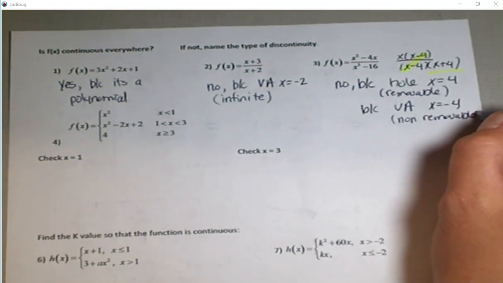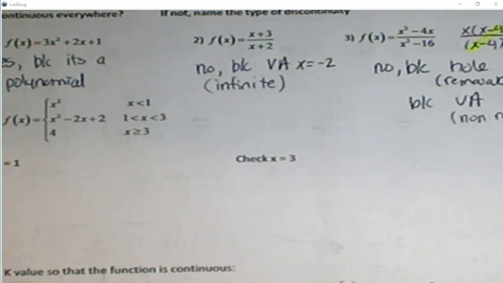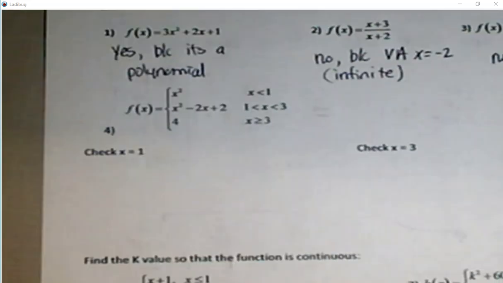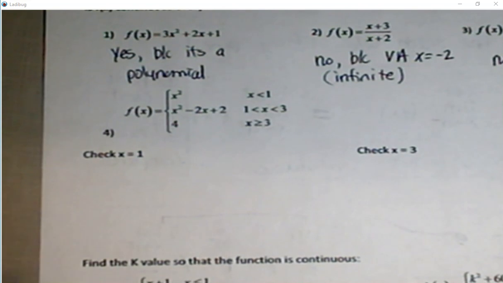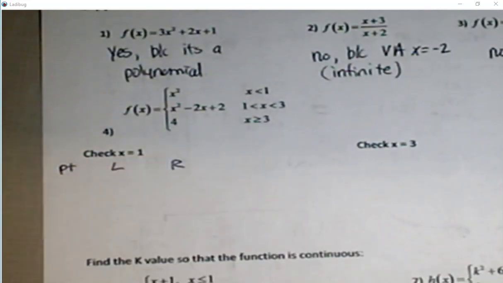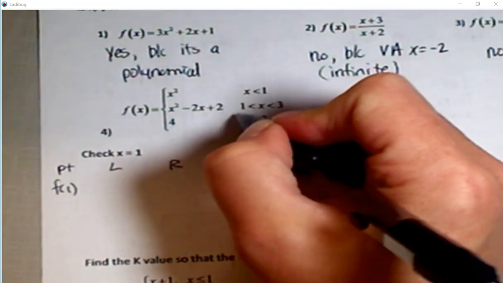Okay, but there are different vocab words for that. All right, so now we get to number 4. This is where most of your continuity questions show up because it's a piecewise function and you don't know what's there. And this is where the left and the right could possibly be different. So this is where I'm going to use my definition. Point, left, right. Check the point at f of 1.